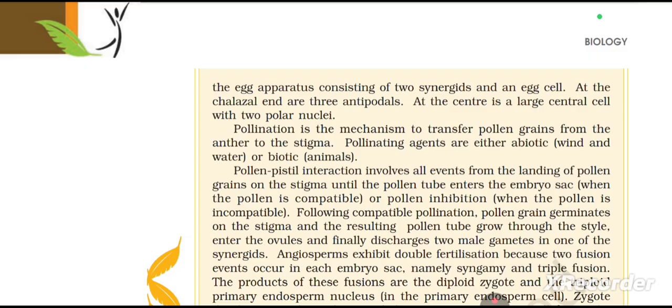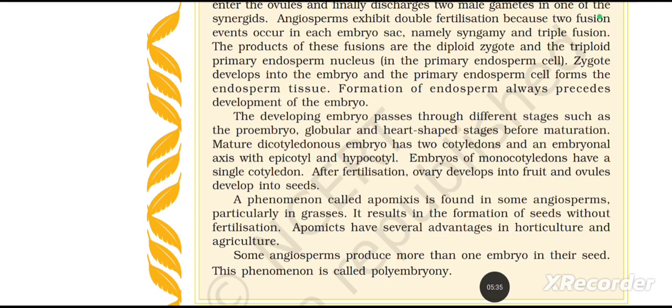Angiosperms exhibit double fertilization because two fusion events occur in each embryo sac, namely syngamy and triple fusion. The products of these fusions are the diploid zygote and the triploid primary endosperm nucleus in the primary endosperm cell. The zygote develops into the embryo and the primary endosperm cell forms the endosperm tissue. Formation of endosperm always precedes development of the embryo.